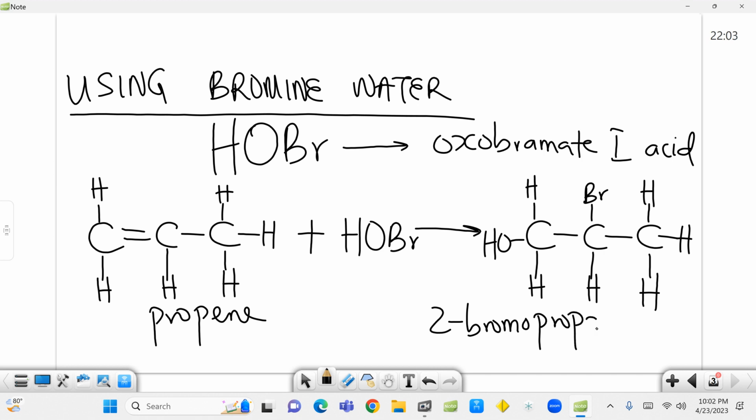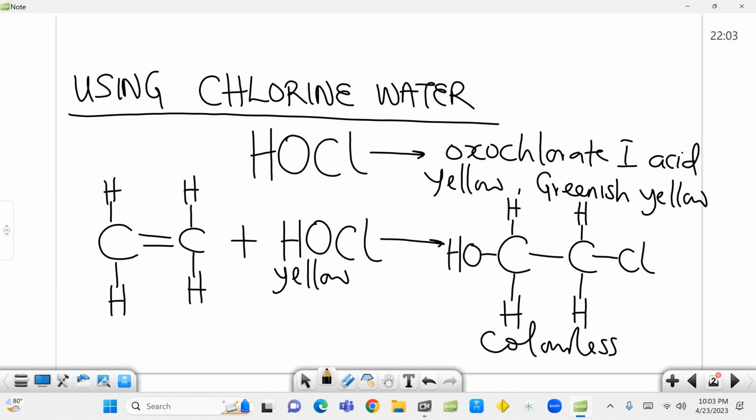2-bromopropanol. The color of bromine water is brown, and this substance right here is colorless. So how do we show a substance is an alkene? Add bromine water. The color changes from brown to colorless. Or add chlorine water. The chlorine water changes from yellow to colorless.